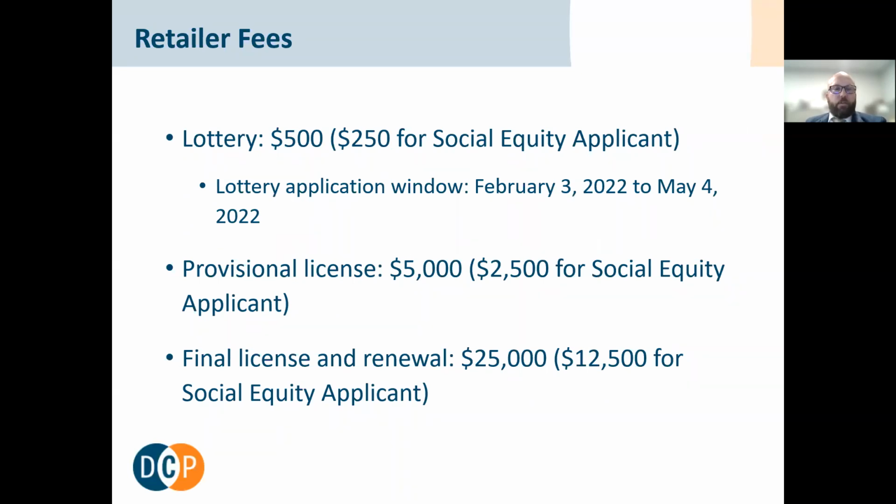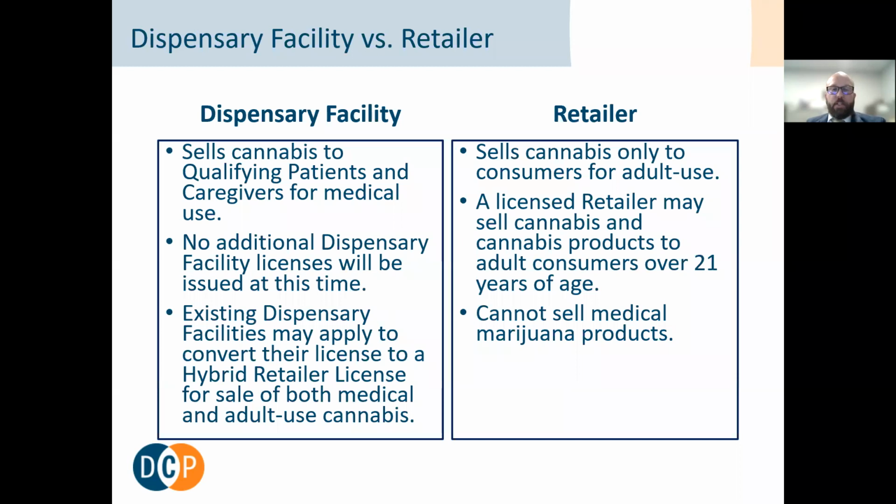The fees for the lottery are outlined there, and the provisional license and final licensure. The lottery application window was our first lottery to open. It was February 3rd, and we'll close on May 4th. Some of the big differences between the dispensary facility and the retailer is the dispensary can sell to qualifying patients and caregivers for medical use. No additional dispensary facility licenses will be issued at this time. And existing dispensary facilities may apply to convert their license to a hybrid license for sale to both medical and adult use patients. Retailer can only sell to adult use patients, and those consumers have to be over 21. They cannot sell medical marijuana products.